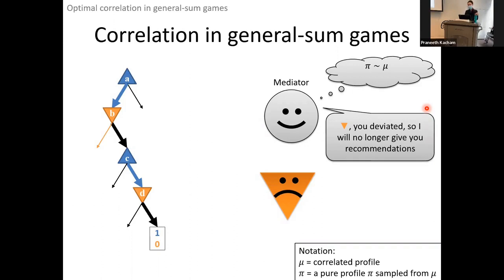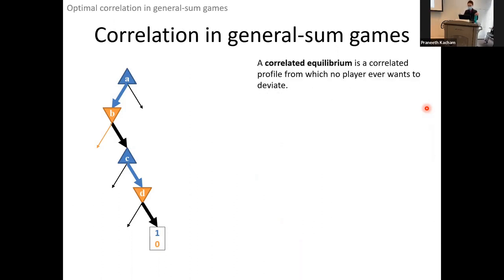Okay. A correlated equilibrium intuitively will be a correlated profile from which no player ever wants to deviate. And the question that I want you guys to think about is, when is a player allowed to deviate? And the answer to that question is going to be what distinguishes our multiple notions of correlation.